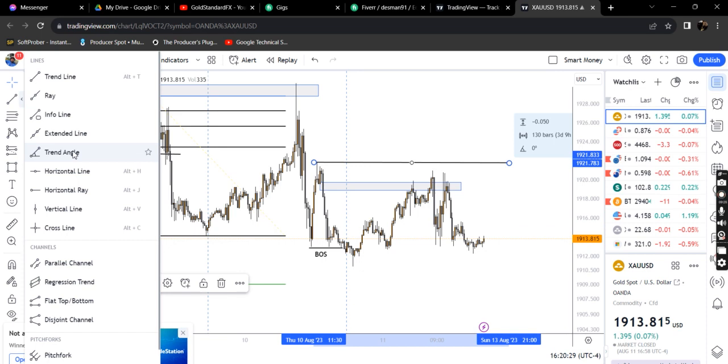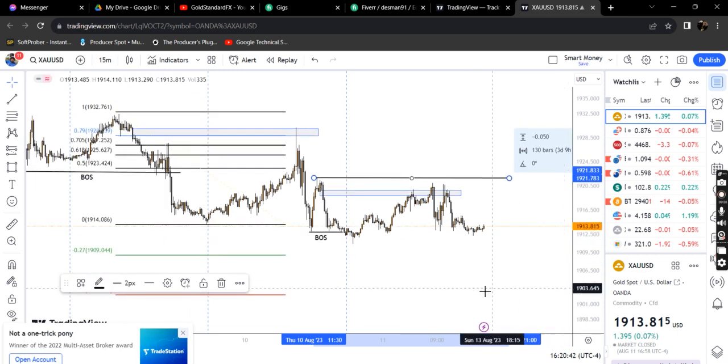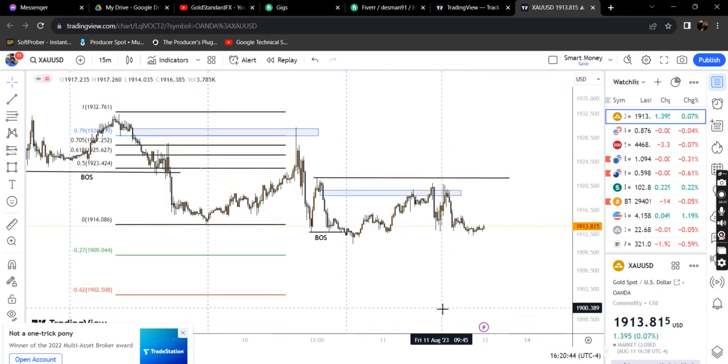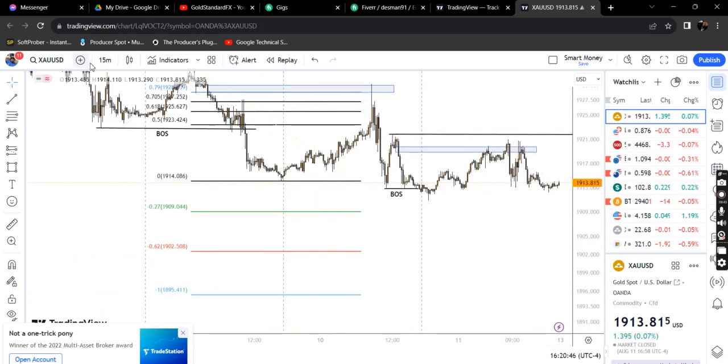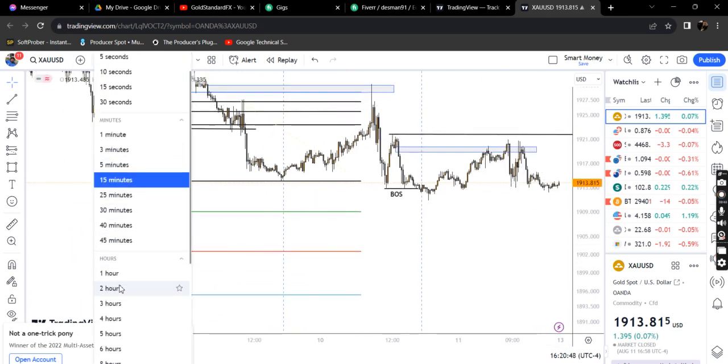So let's see if we can continue to get that distribution down into deeper territory. Having a nice sell-off, so let's see if we can hit the psychological level of 1900 and possibly on down.